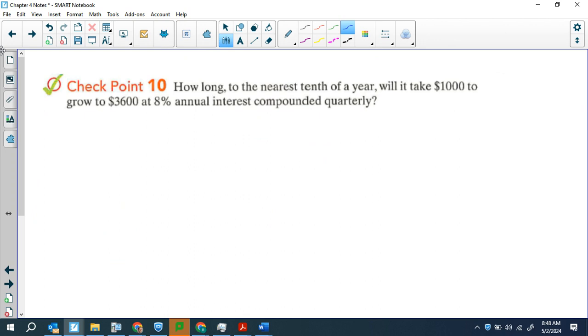This says, how long, to the nearest tenth of a year, will it take $1,000 to grow to $3,600 at 8% annual interest compounded quarterly. So this is going back to the compound interest, which is a good review because that'll definitely be on your quarter test as well as your final. Remember, for compound interest, our formula is A equals P, that's our principal, times 1 plus the interest rate divided by the number of compounds per year, and then we take that to the number of compounds per year times the number of years in the exponent.